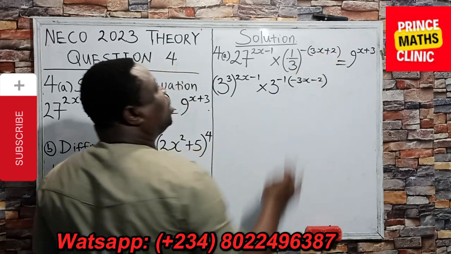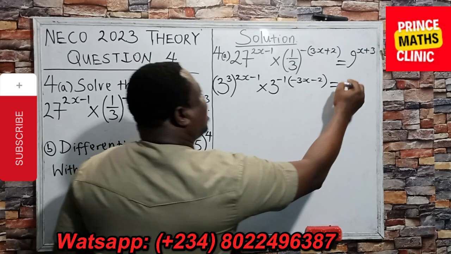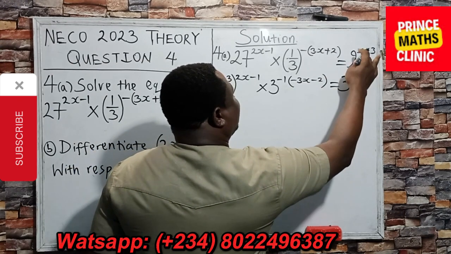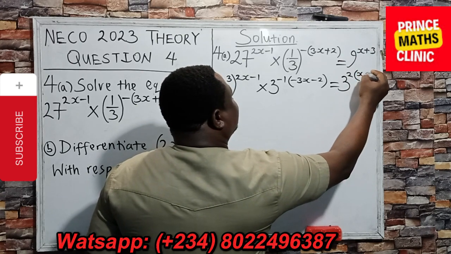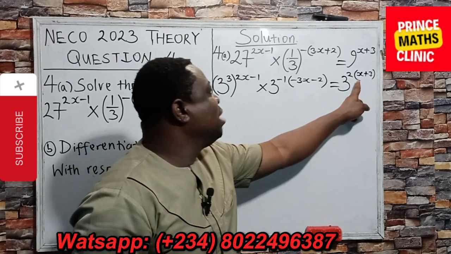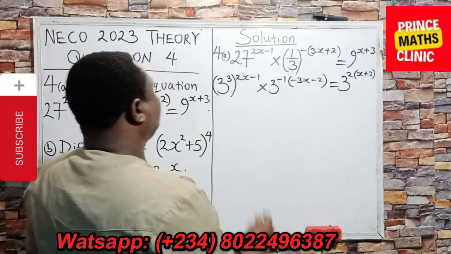It's the same thing as what I have here. Then 9 can be expressed as 3 to the power of 2. Then the power here is x plus 3. I put that in a bracket because this 2 will expand everything I have there.